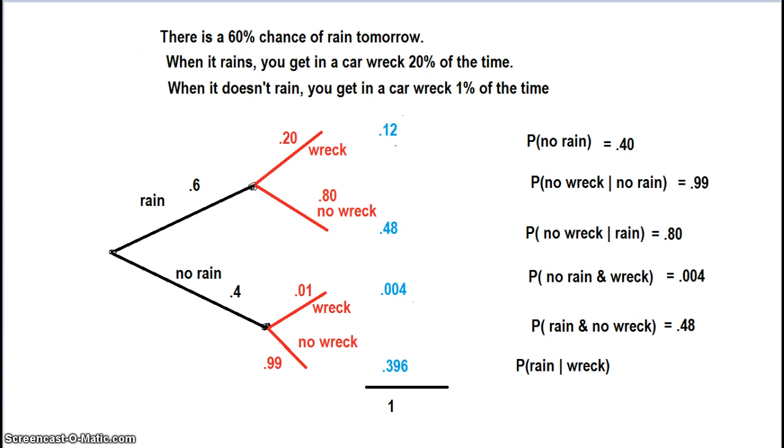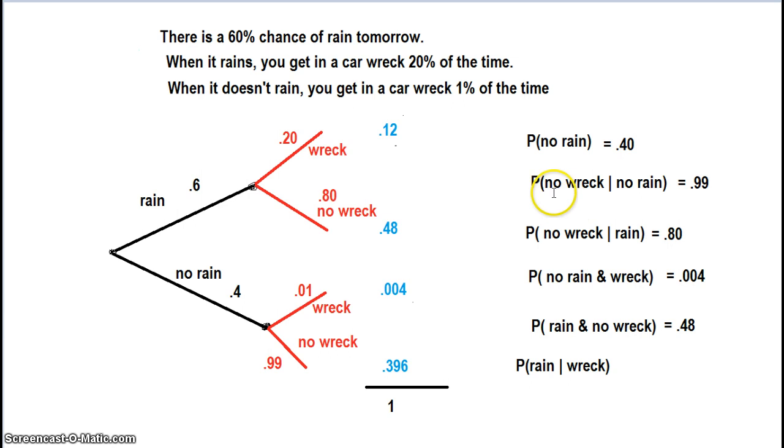And a final type of thing we could be asked looking at a tree diagram. It's from 8.6. It's with Bayes' theorem. So it's like these conditional probabilities, but notice how it's flipped around here. Here we had the wreck on this side and the rain over here. But down here we're asking the backwards. What's the probability that it was raining if we know we got in a wreck?